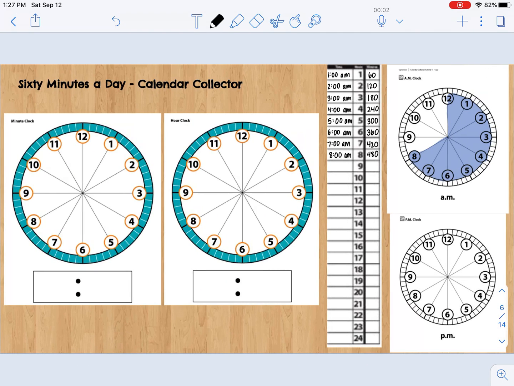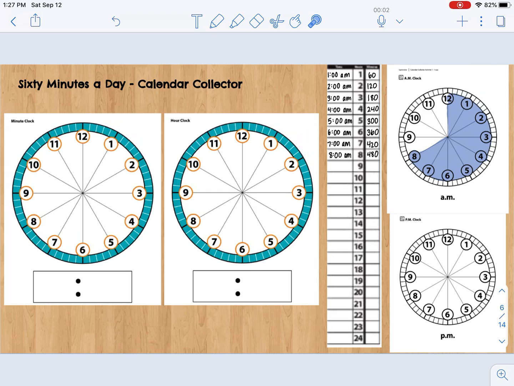Now it's time to take a look at our calendar collector, where we are collecting 60 minutes a day. We have talked about how 60 minutes also equals 1 entire hour. Today, we are going to record more time in our workbooks. On Friday, we got all the way up to 8 a.m. and we collected a total of 480 minutes. Wow, that's a lot of time.